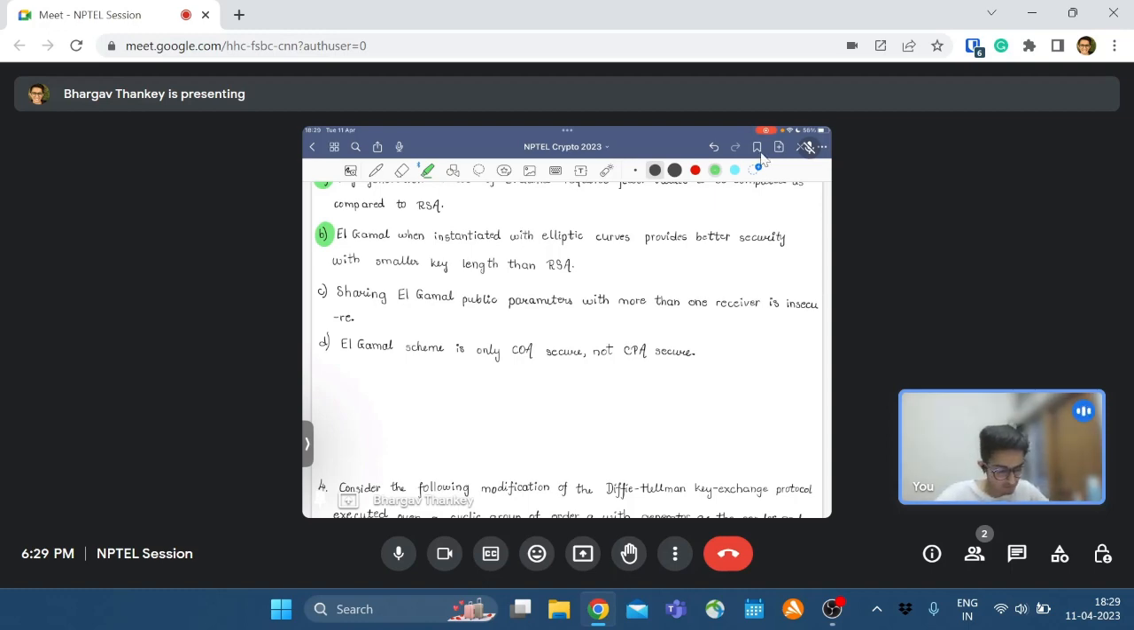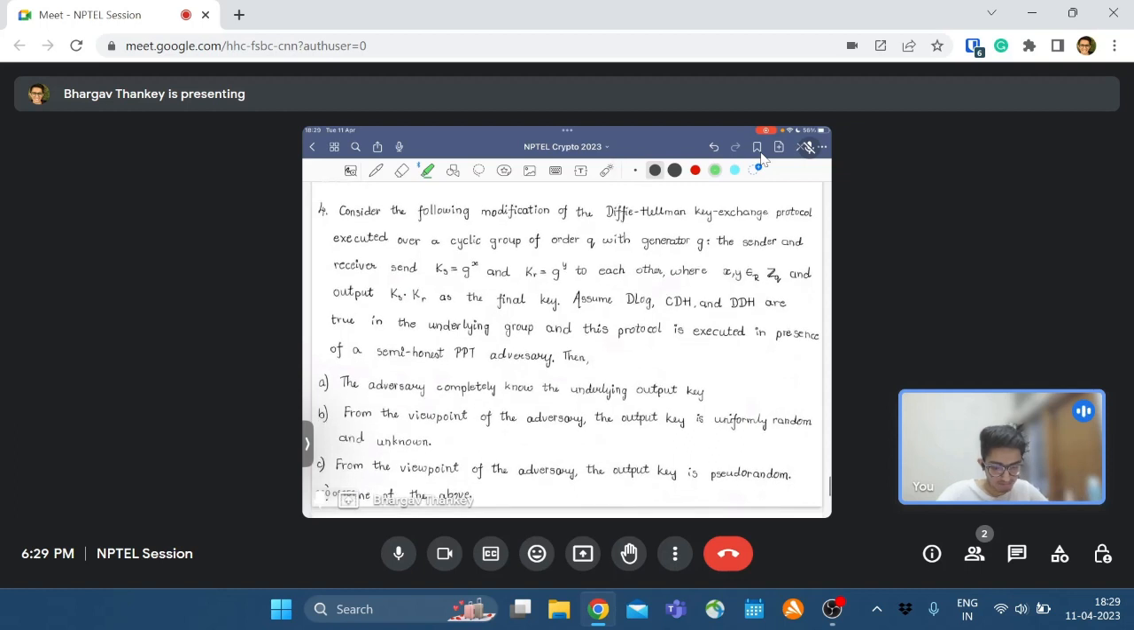So now let's look at the fourth problem. The fourth problem is as follows. It's about the Diffie-Hellman key exchange. In particular, we are going to consider a modified version of Diffie-Hellman key exchange and argue whether it's secure or not. So the problem is as follows. Consider the following modification of the Diffie-Hellman key exchange protocol executed over a cyclic group of order q with generator g.